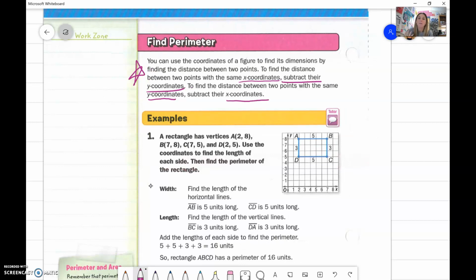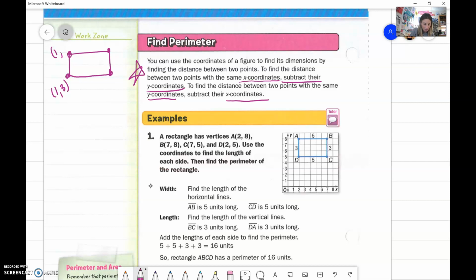So what does that mean? For example, let's say I had a rectangle here, and we had these ordered pairs on a coordinate plane. Let's say this was 1, 3, and this was 1, 5.